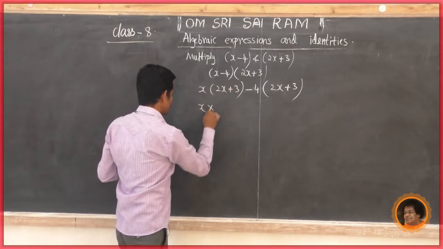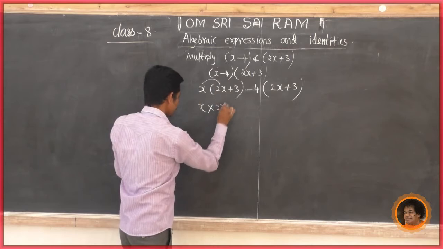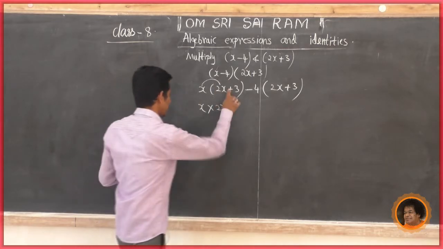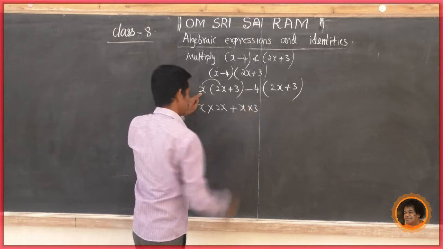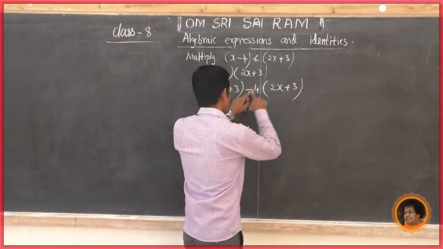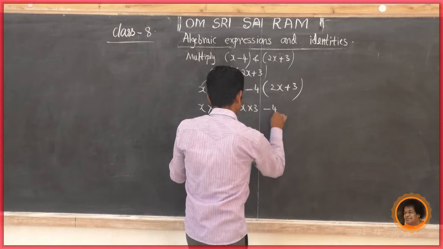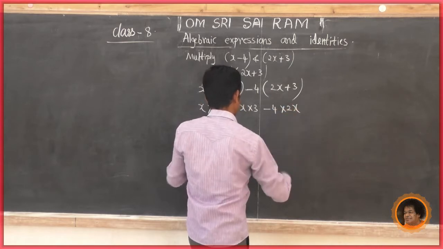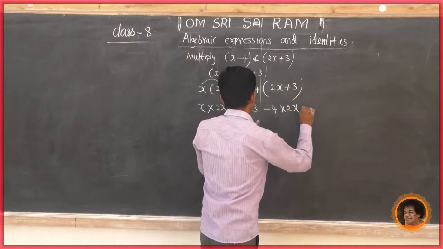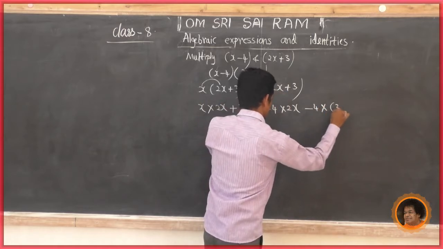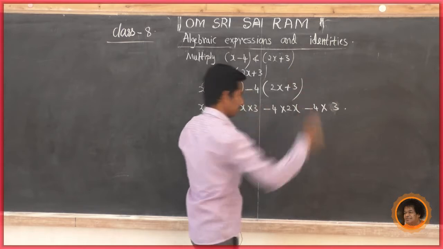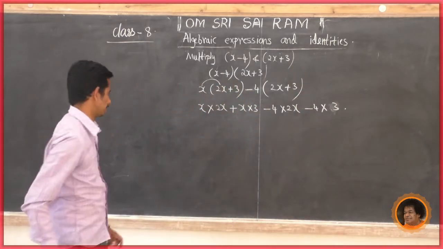So x into 2x, then plus x into 3, then minus 4 into 2x, then this minus 4 into 3.